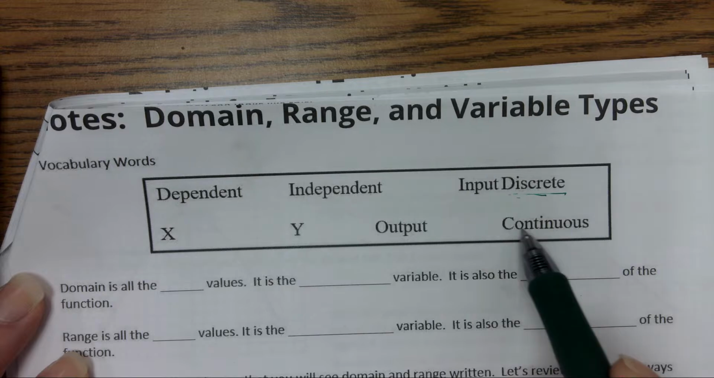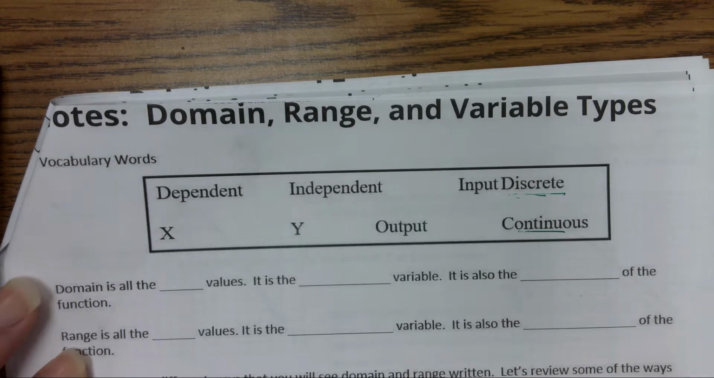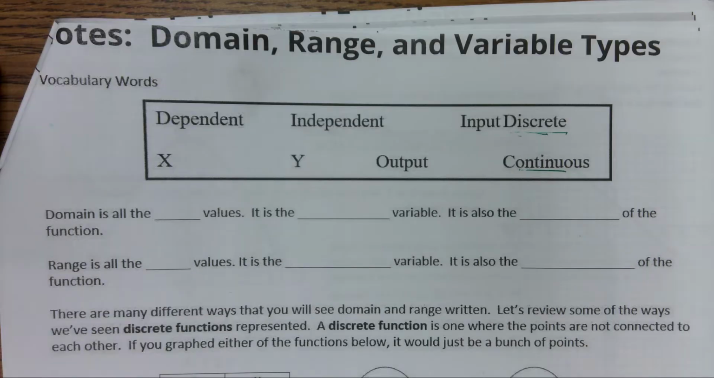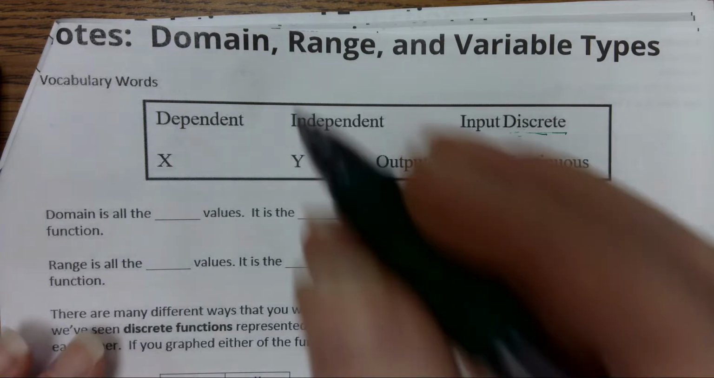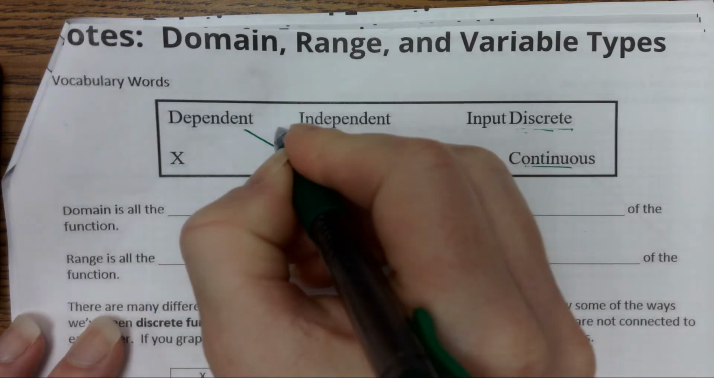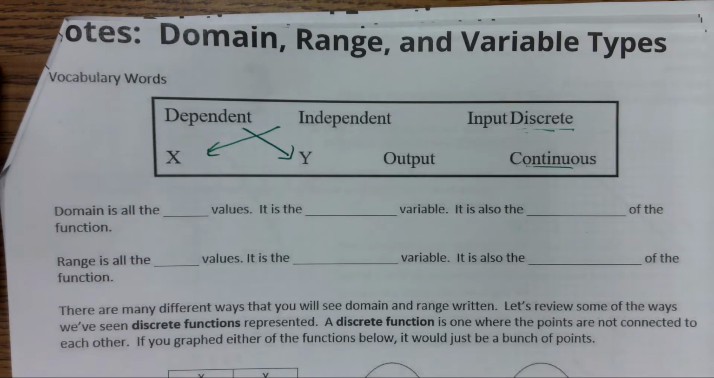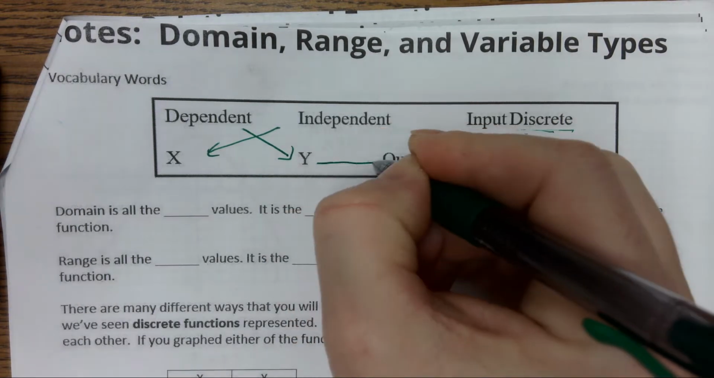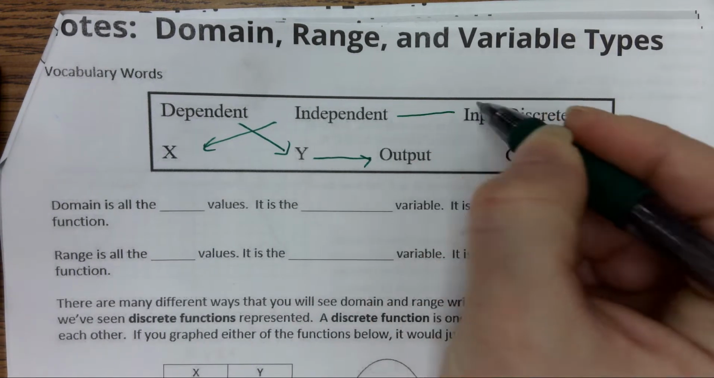About the words discrete and continuous, but you might not remember. I'll refresh your memory today. So, just in general, let's match. What does dependent go with? Dependent goes with the y. Independent goes with the x. What about output? What does that go with? Y. That goes with the y. And input goes with the x.